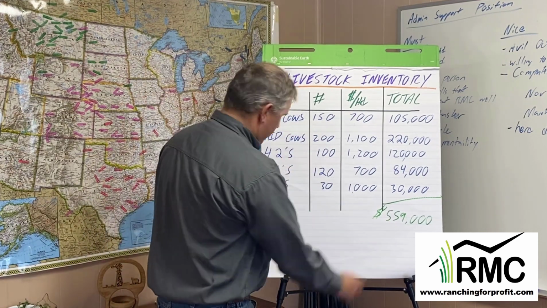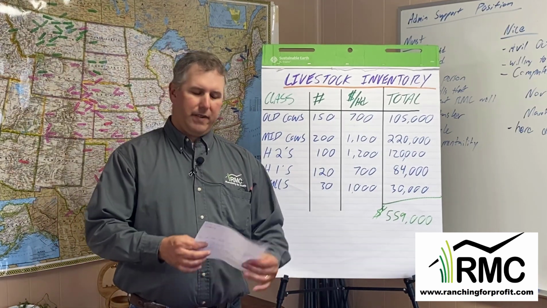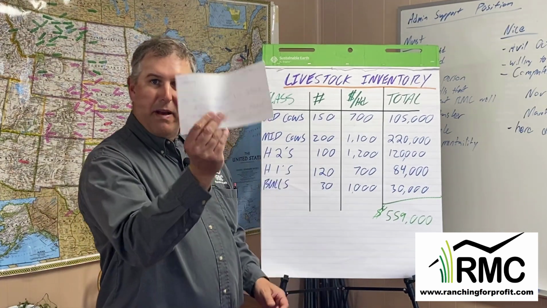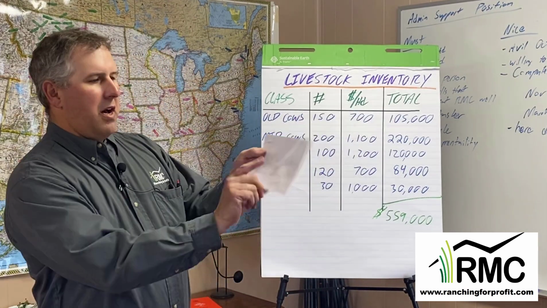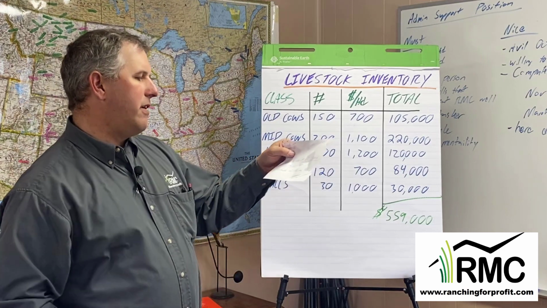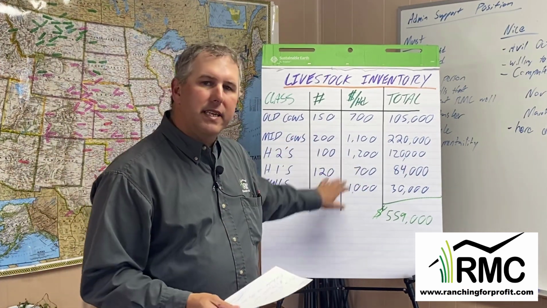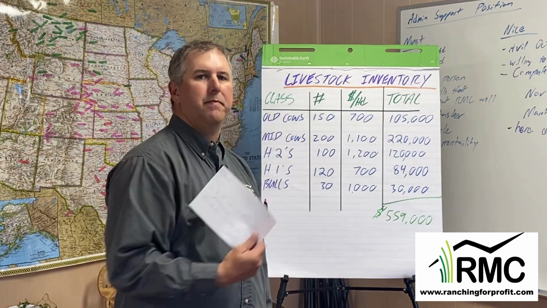Next thing I want you to do is write yourself out a check for that amount, $559,000. And it really makes it physical to write the check. So pay to the order of the XYZ Ranch for $559,000. Okay? So now instead of having these animals, we've got this capital.